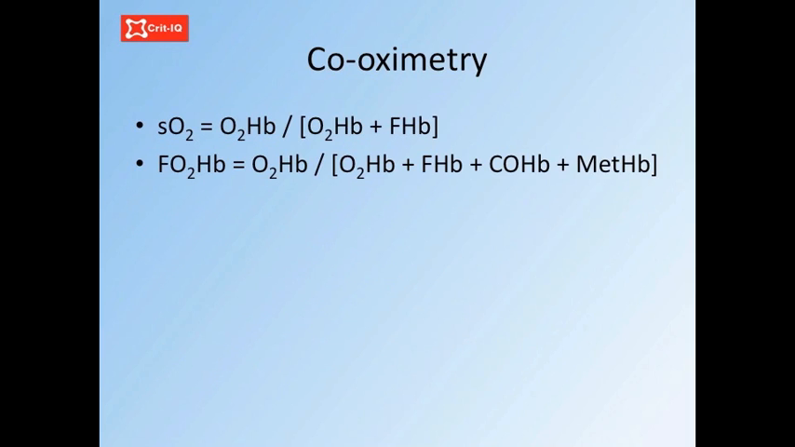Technically, arterial oxygen saturations, or SO2, is the proportion of oxygenated haemoglobin in relation to the amount of haemoglobin that is capable of transporting oxygen, i.e. it excludes abnormal types of haemoglobin. In contrast, the fraction of oxyhemoglobin is the ratio of oxyhemoglobin to all types of haemoglobin.